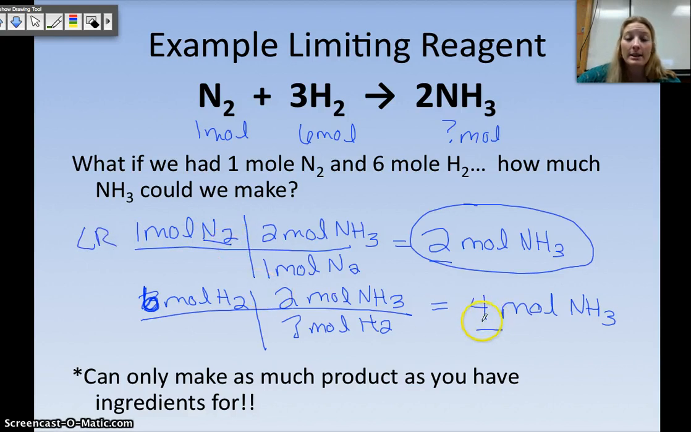We can't keep reacting to get to this 4. So 2 moles is all that we can make. That's as much reactant as we have for that product.